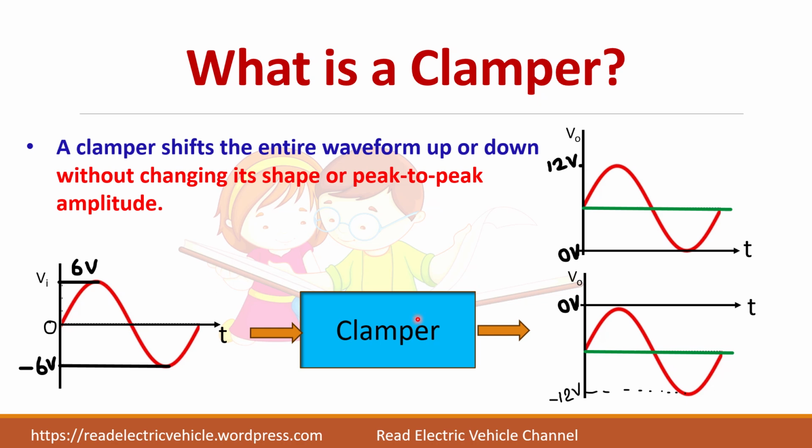In this process of shifting the waveform, you have to observe two things. The shape of the waveform will not change. You can see here the input waveform shape and the output waveform shape are both the same. And the peak to peak value: in this case, I have taken 6 volt peak, so the peak to peak value is 12 volt. In the output also, the peak to peak value is 12 volt. So a clamper circuit will shift the entire waveform up or down, but it will not change the shape or peak to peak amplitude.